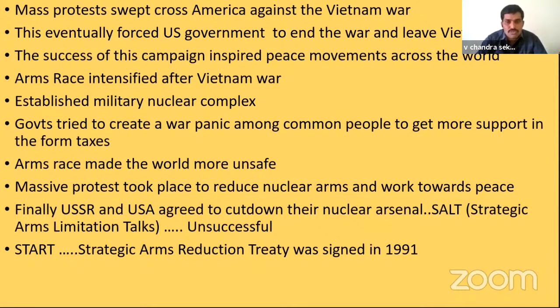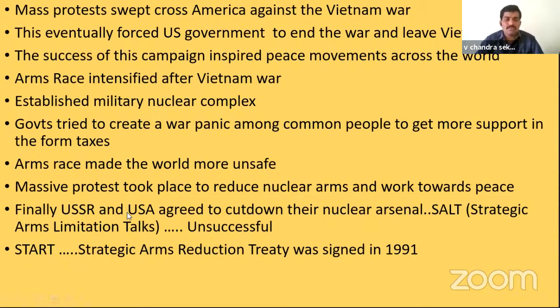We have to produce more weapons. For that, we need more money. For that, we are imposing more taxes. The common people should cooperate with us. Like that, they were trying to create war panic among the common people to get support. So the arms race made the world more unsafe. Massive protests took place to reduce nuclear arms and work towards peace.